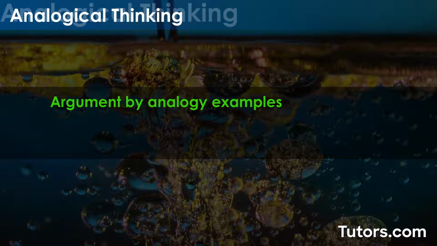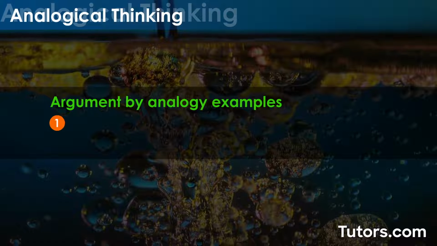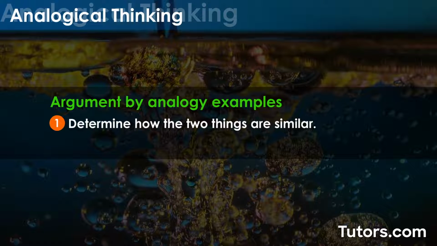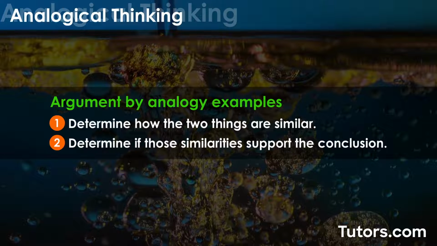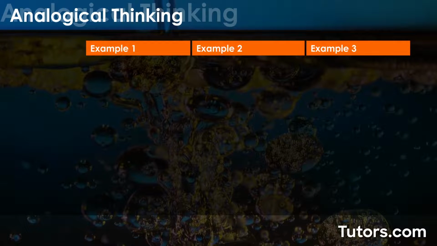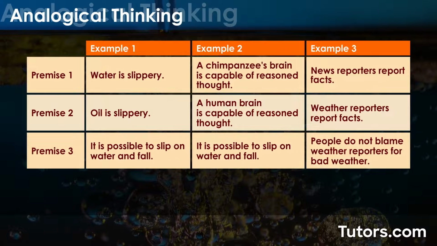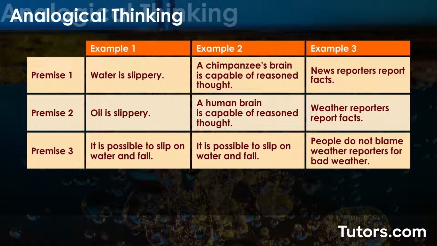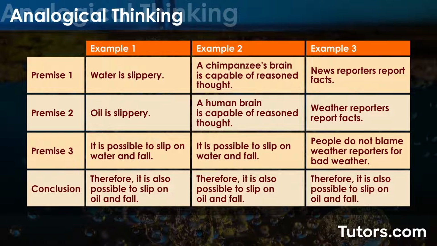Argument by analogy examples. The first step in creating an analogical argument is to determine how the two things are similar, then determine if those similarities support the conclusion. If we use the premises that water is slippery, oil is slippery, and that it's possible to slip on water and fall, we can come to the conclusion that it is possible to slip on oil and fall.